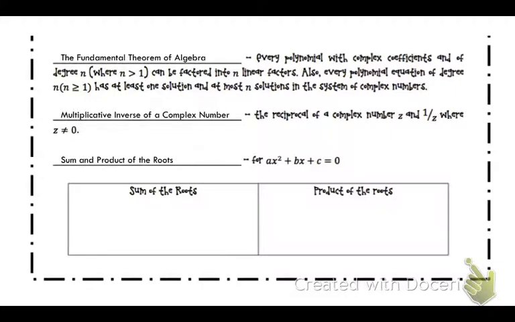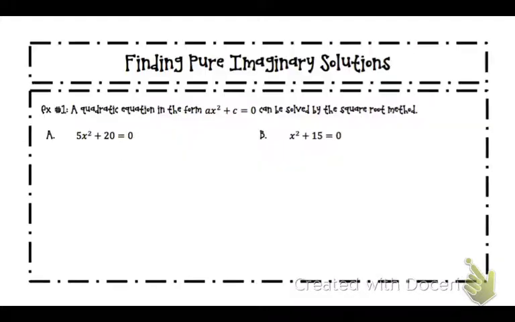And then the sum and product of roots for ax squared plus bx plus c. So the sum of the roots is negative b over a, and the product of the roots is c over a. I'll get more into that later in this video also. Just make sure you have it written down, okay?